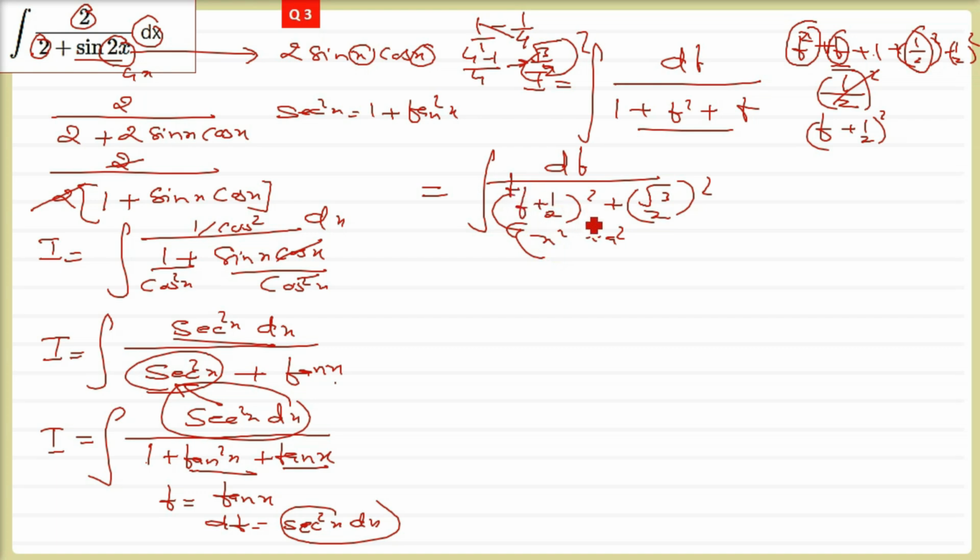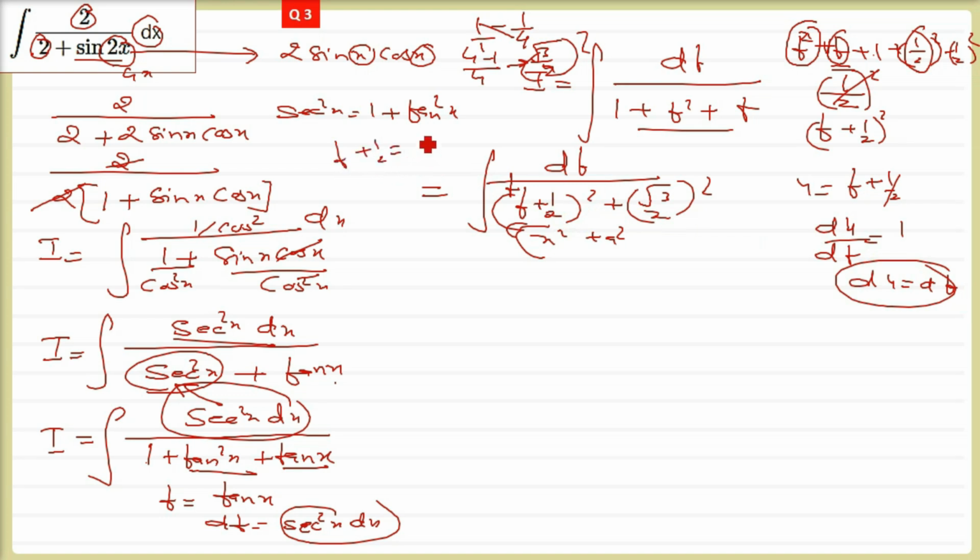Even if you take any letter in English, this t plus half is actually not equivalent to t or x. So if you take it as u and differentiate both sides, what do you get? You get du equals dt. That's why we can take t plus half as equivalent to your x or t. That's why we can apply the formula directly. Otherwise, it would not be possible.